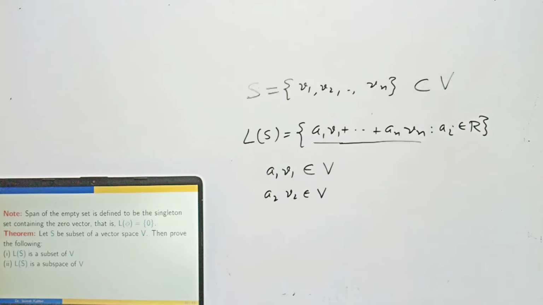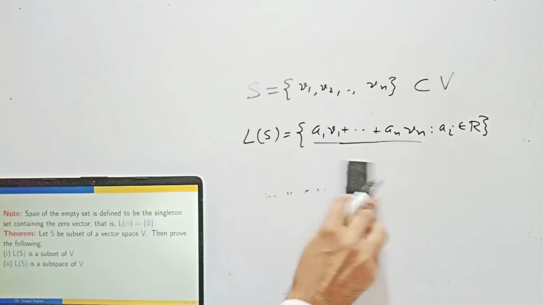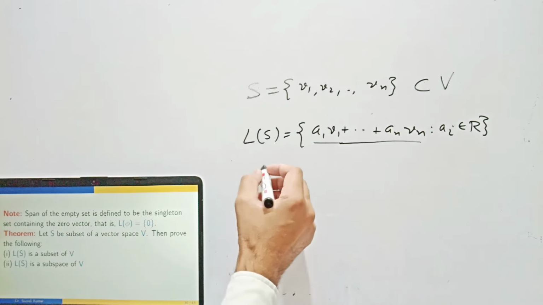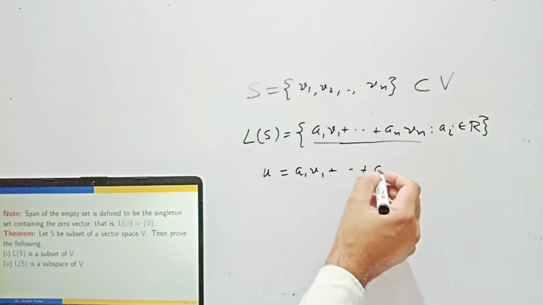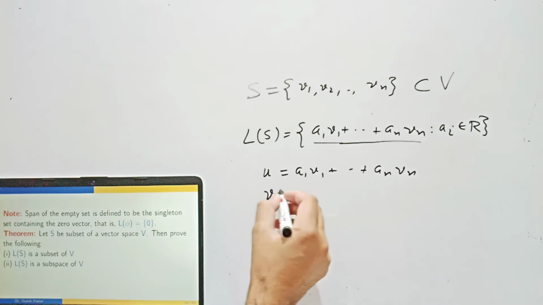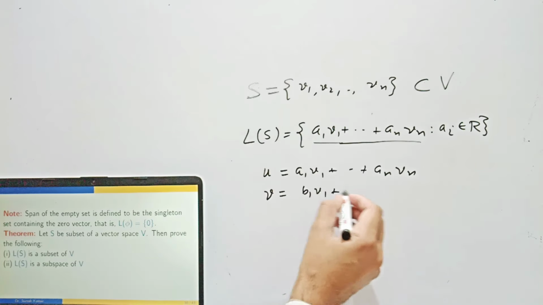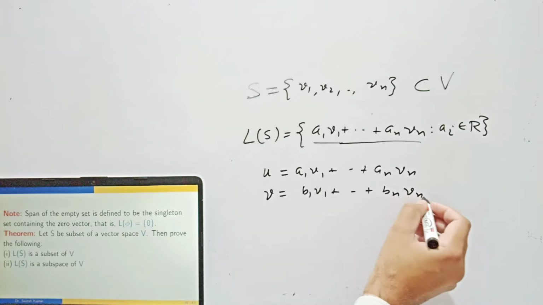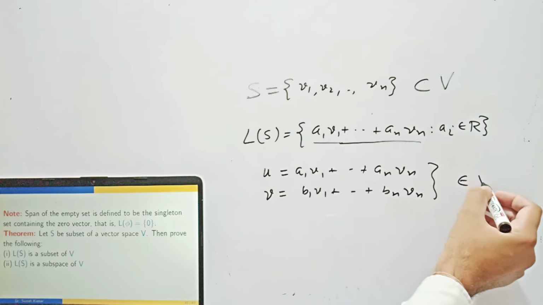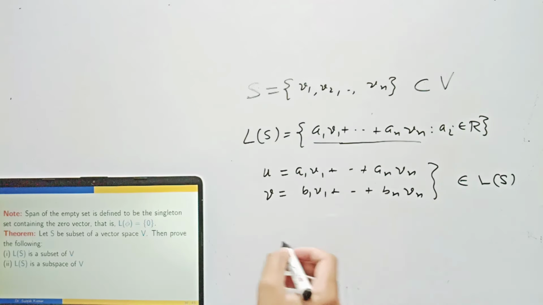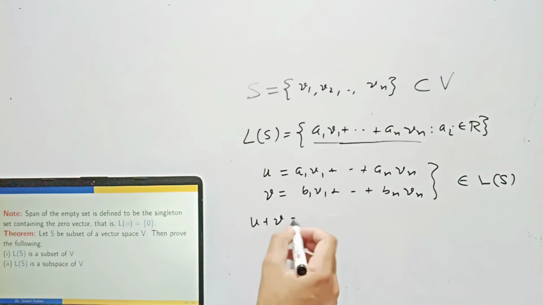L(S) is a subspace of V. For the subspace it's very simple. Choose two members from L(S). Say you choose u equal to a1 v1 plus and so on, plus an vn, and another member v equal to b1 v1 plus and so on, plus bn vn. Both these are members of L(S), correct? What about u plus v? Does it belong to L(S) again or not?